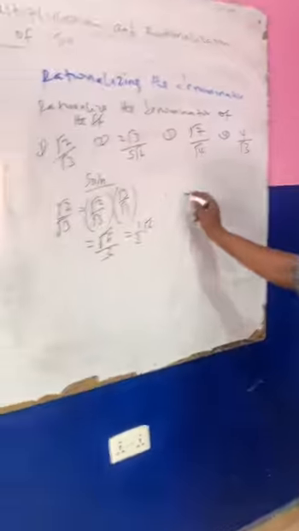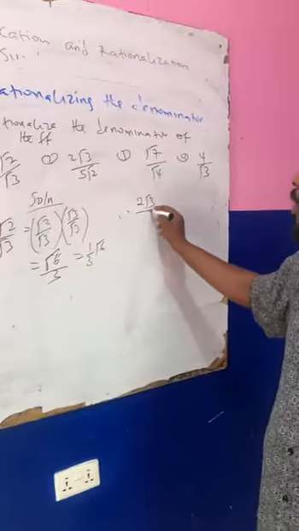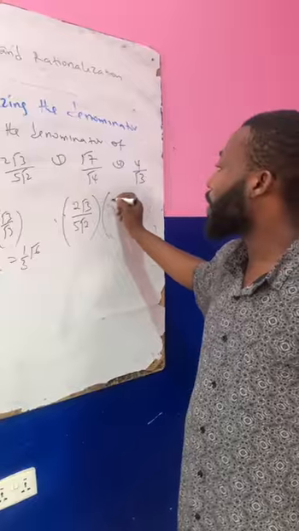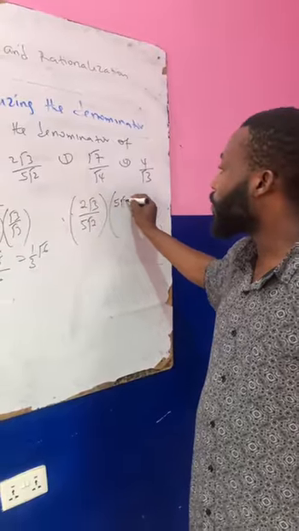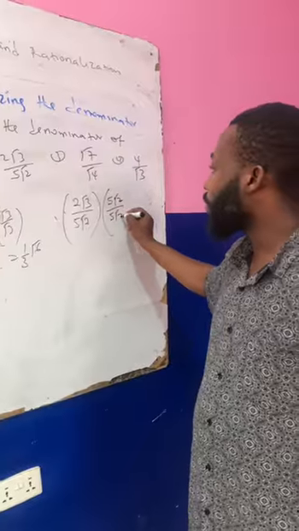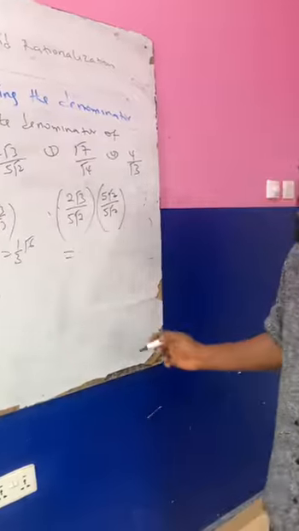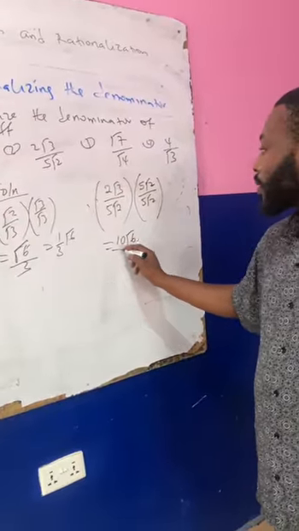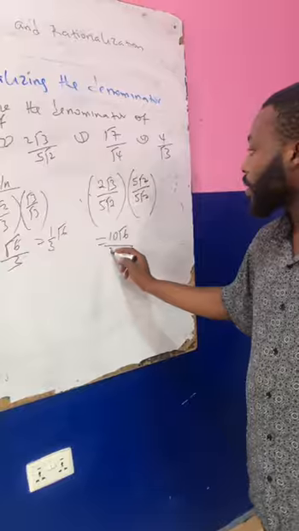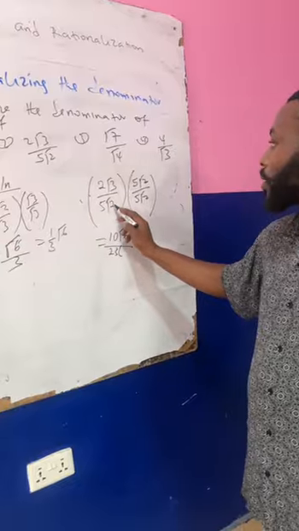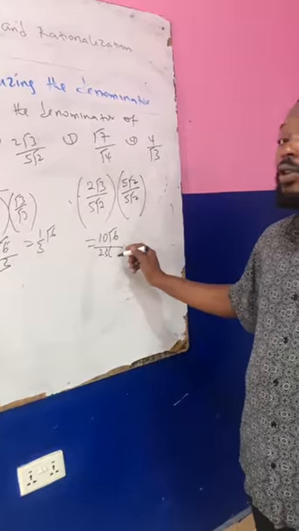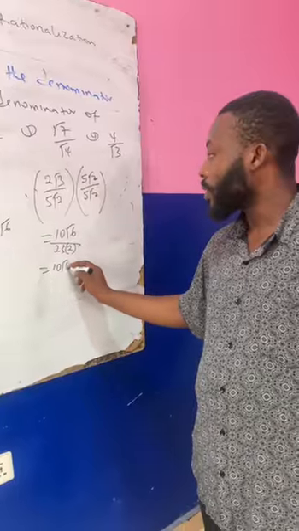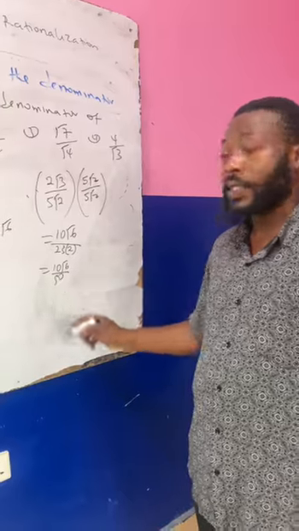Now let's take this one. We have 2 root 3 over 5 root 2. So we multiply it by the denominator, which is 5 root 2 over 5 root 2. Remember multiplication. So this will multiply this, which will give us 10 root 6 over this will multiply this, which is 25 in brackets. Square root of 2 times square root of 2 will give us square root of 4, and root 4 will give us 2. So this is going to give us 10 root 6 over 50.